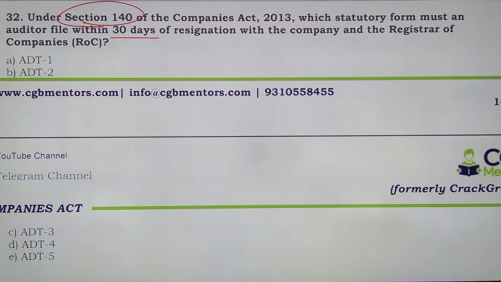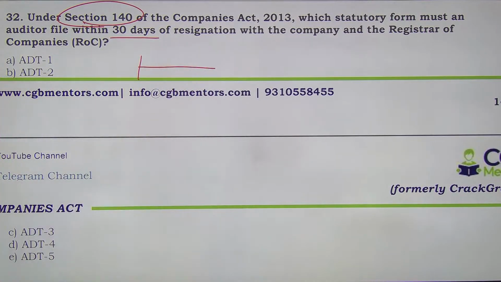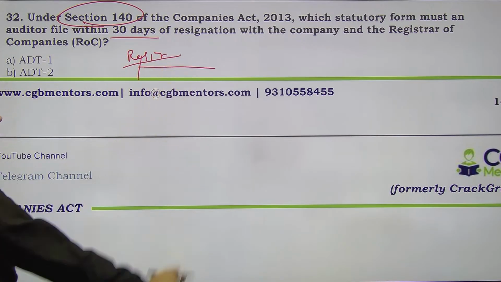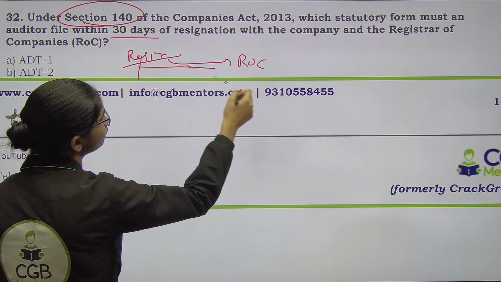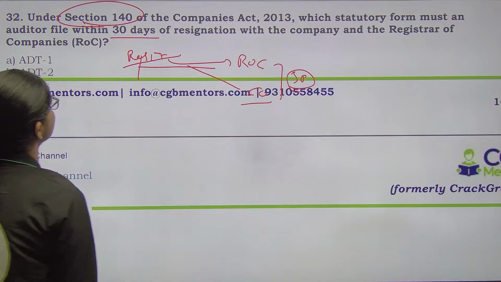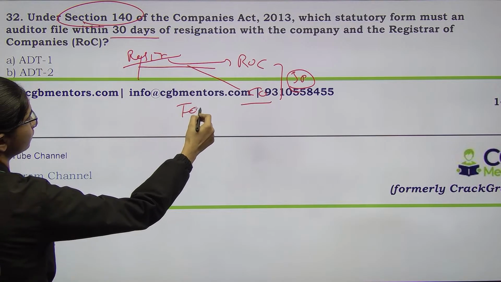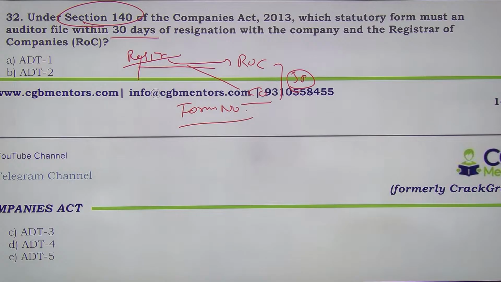Okay, so what will happen here? Earlier in the section we have seen the auditor is getting removed. Now the auditor is giving the resignation only. Okay, so he has to file or give a form to whom? To the ROC also and to the company also. Okay, in how many days? In 30 days from the resignation. The question has told you that. But now you have to tell which form number the auditor will use. So you have to tell the form number here in this particular question.